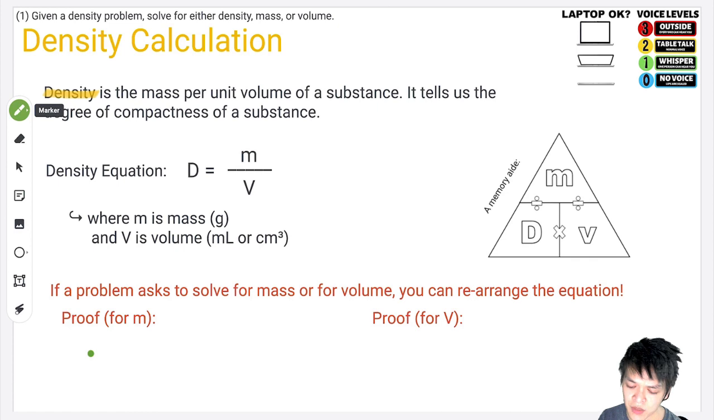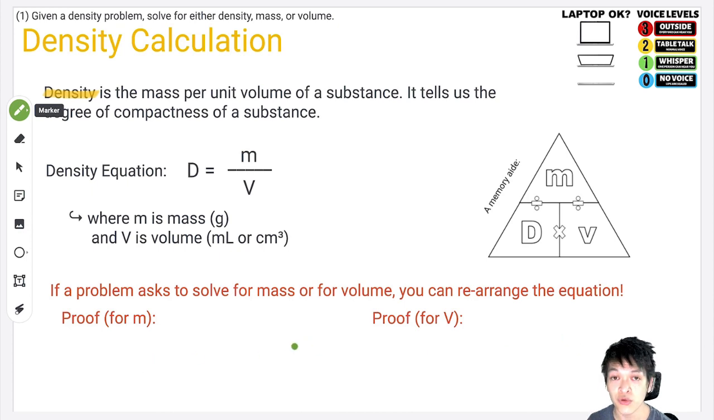Sometimes you're going to be given a problem where you're given volume and density, and you'll be asked to solve for mass. Or even you'll be given density and mass, and you'll be asked to solve for volume. How do you solve those problems? Well, you would rearrange the equation.